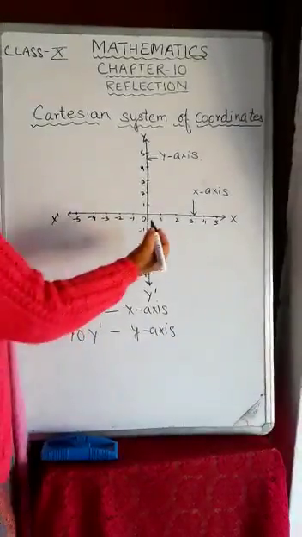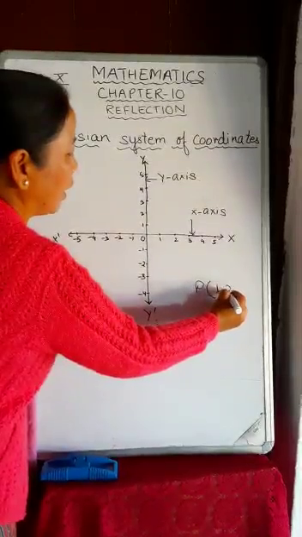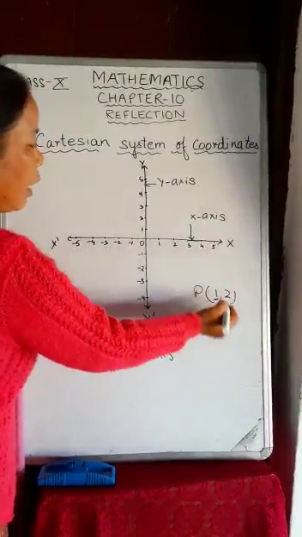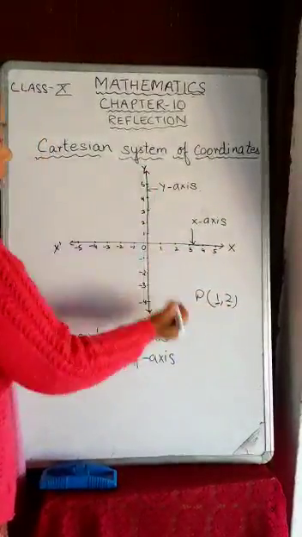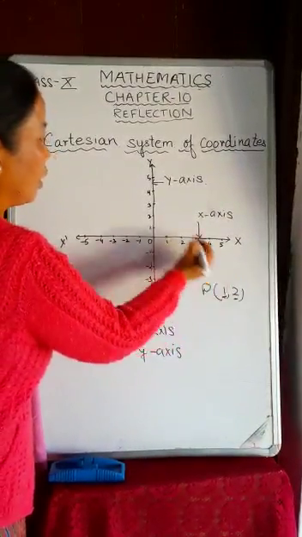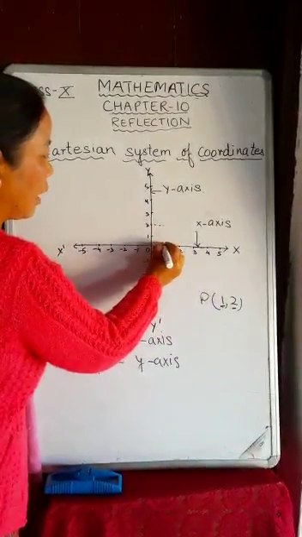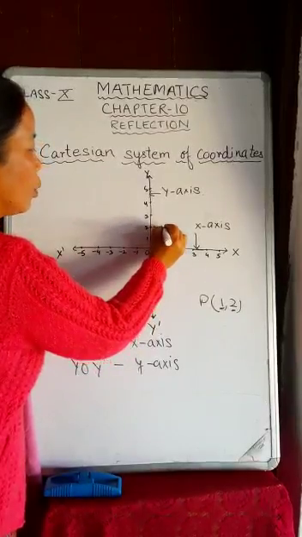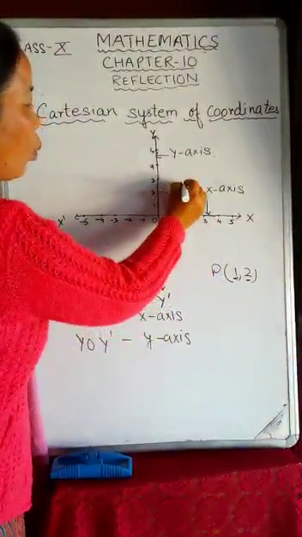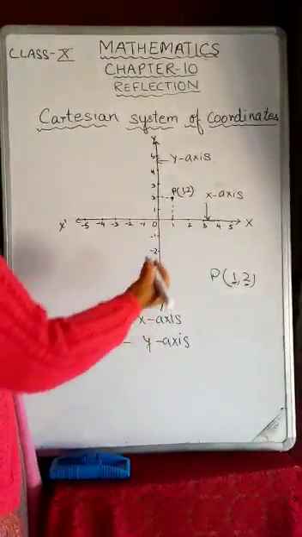If we have a point P whose coordinates are 1 and 2, the first number we will see on the x-axis and the second number we will see on the y-axis. So where is 1 on the x-axis? 1 is here, and 2 is on the y-axis over here. So if we draw lines like this, this point will be P, and the coordinates of this point are 1 and 2. This is the way we will locate the point.